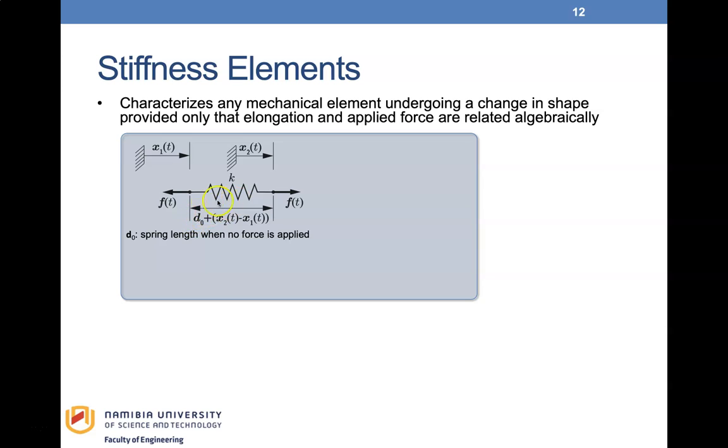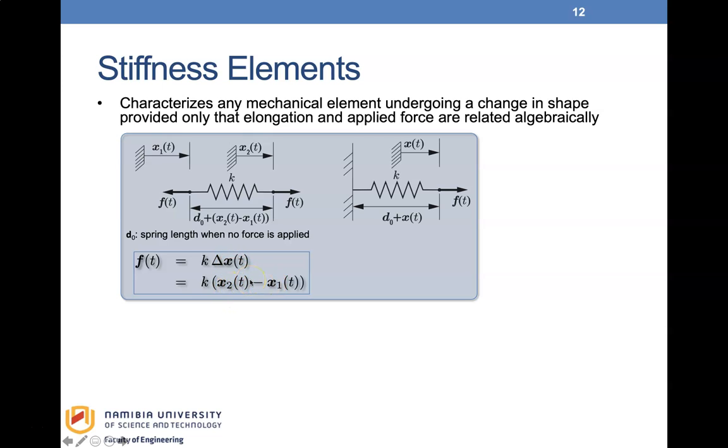So d0 here stands for the initial distance, and so when you apply the force, you have x2 minus x1, where d0 is the spring length when no force is applied. That is what d0 is. And then your force will be k, which is the stiffness constant, or spring constant, multiplied by the change in length of the spring. This is how you find the force. This is the equation for the force, where delta x is x2 minus x1.